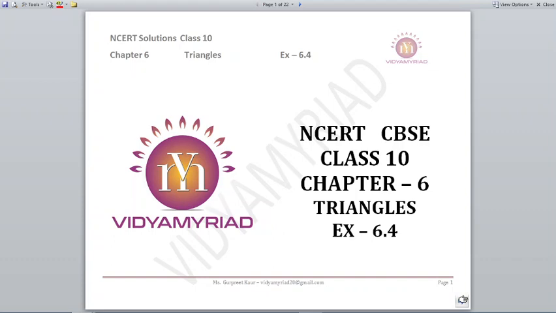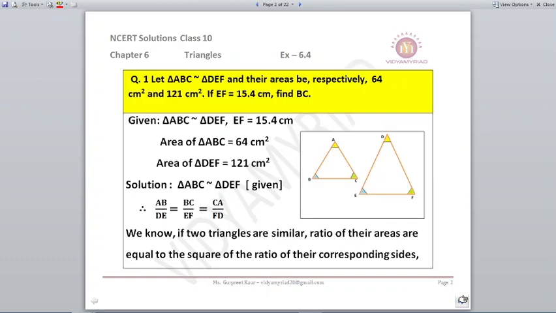This video is made for class 10 on chapter number 6 triangles, and today we are going to do exercise 6.4 from NCERT. Now this exercise is basically based on the areas of the triangle. We have already learned earlier that when two triangles are similar, their corresponding angles are equal and their corresponding sides are in proportion. So using these we are going to apply in this exercise and solve it.